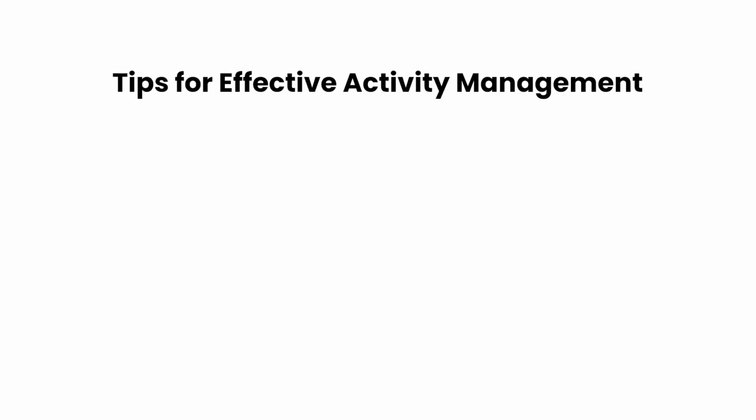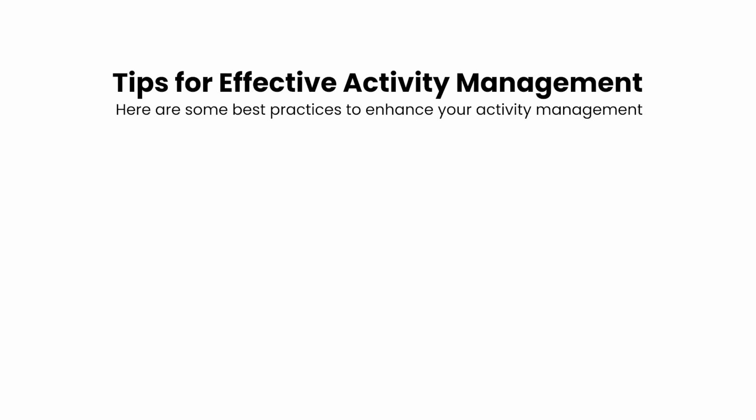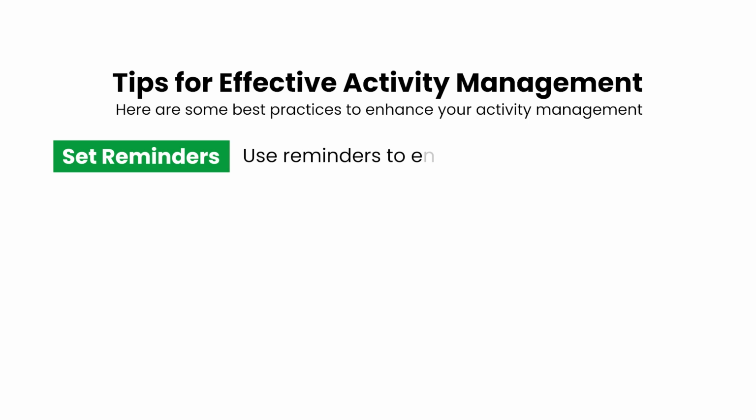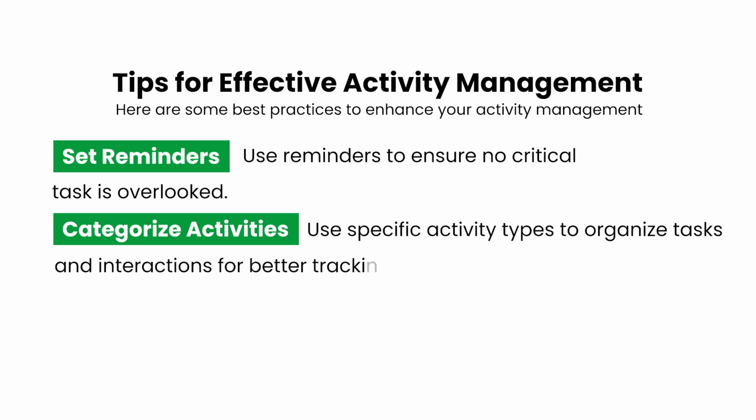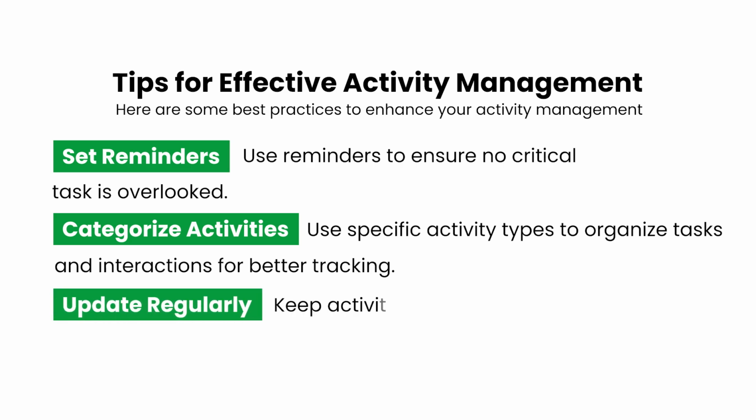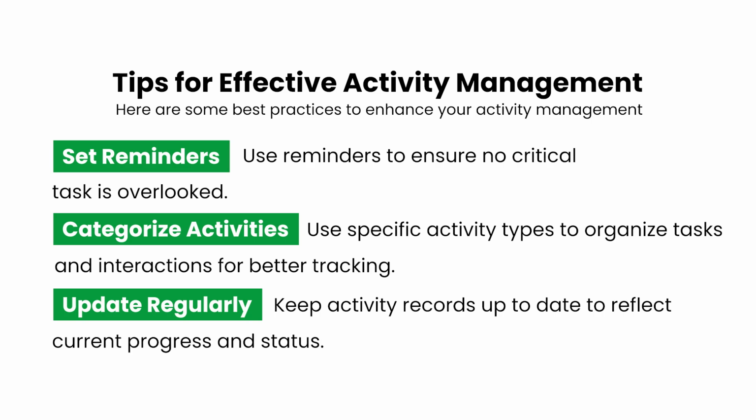Tips for effective activity management. Here are some best practices to enhance your activity management. Set reminders. Use reminders to ensure no critical task is overlooked. Categorize activities. Use specific activity types to organize tasks and interactions for better tracking. Update regularly. Keep activity records up to date to reflect current progress and status.